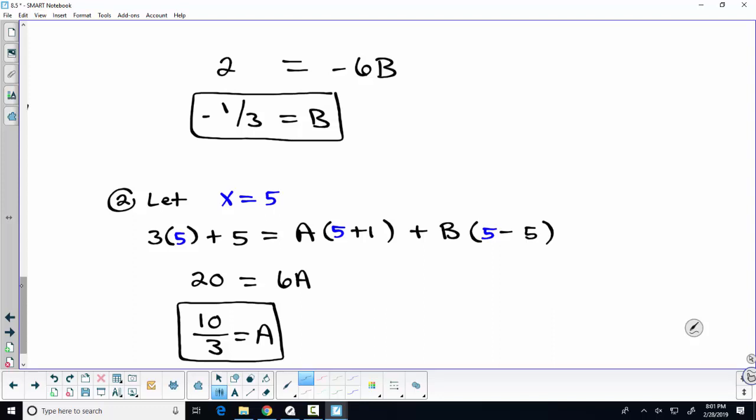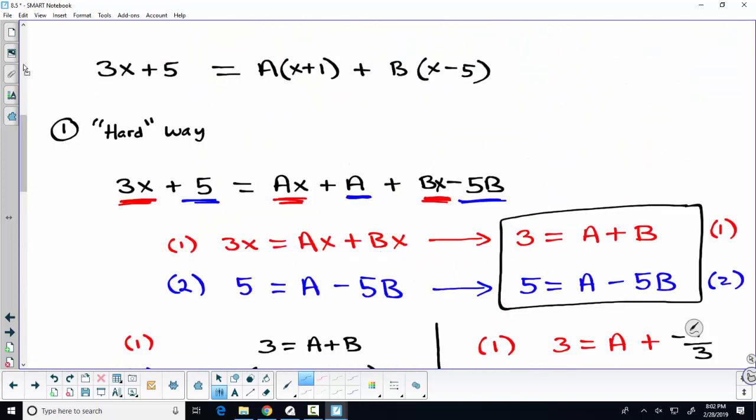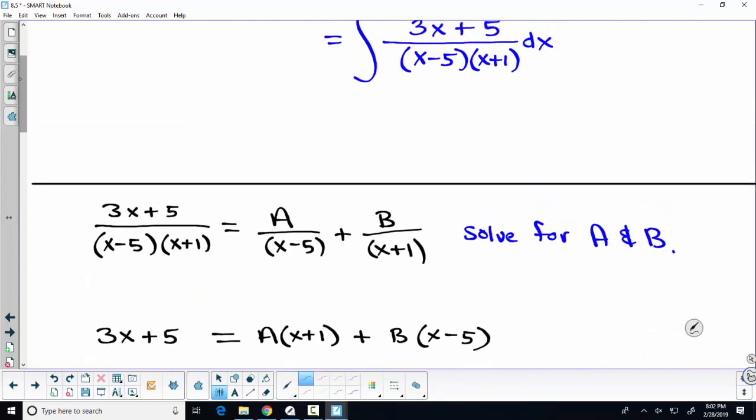So it might be helpful, this way might be helpful to solve for one variable, but it wouldn't give us, you know, like what a, b, and c were, for instance. So it doesn't always work. Now we have to take our a and our b, go back up to this right here. So now we know the original function that was factored like this. Now we know what it decomposes into. A is 10/3 and b was -1/3.